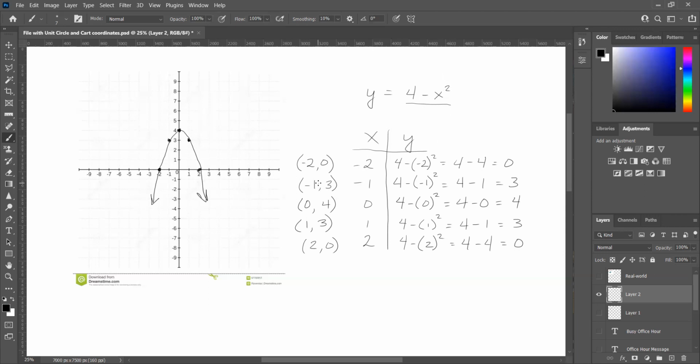And other classes get into more detail on those. But for now, just remember that no matter what equation we're given, if there's an x and a y, we can pick x values, plug them in and see what the y would be. And it gives us a set of points. And then we're playing connect the dots like we did when we were little kids. But it's pretty easy to graph an equation that way.